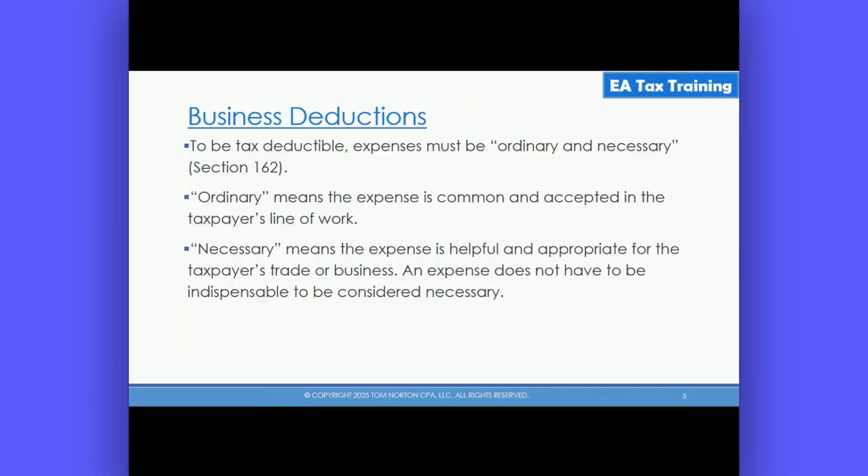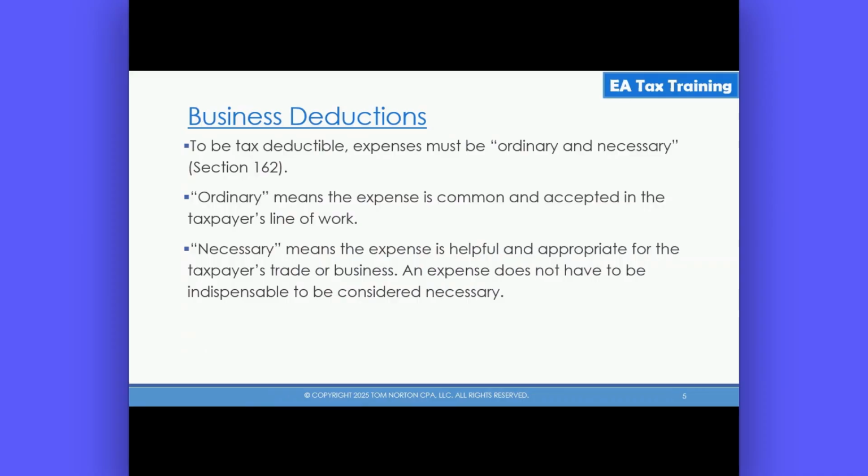In order to be tax deductible, expenses must be ordinary and necessary. So this comes from section 162. You will definitely get a question about this on the EA exam. This is a universal definition used in the tax code. You need to know it. Expenses must be ordinary and necessary. That comes from section 162.